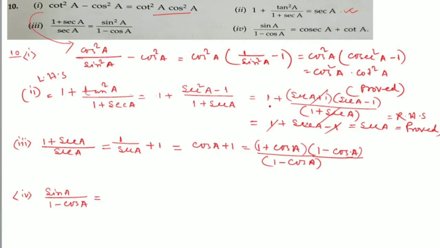Here you can see we have to prove sin square A divided by 1 minus cos A. How can I get sin square A? Here you can see 1 minus cos square A means sin square A. So for that purpose we multiply the denominator and numerator by 1 minus cos A. So it will be 1 minus cos square A divided by 1 minus cos A. 1 minus cos square A means sin square A divided by 1 minus cos A, and it is proved. Okay.